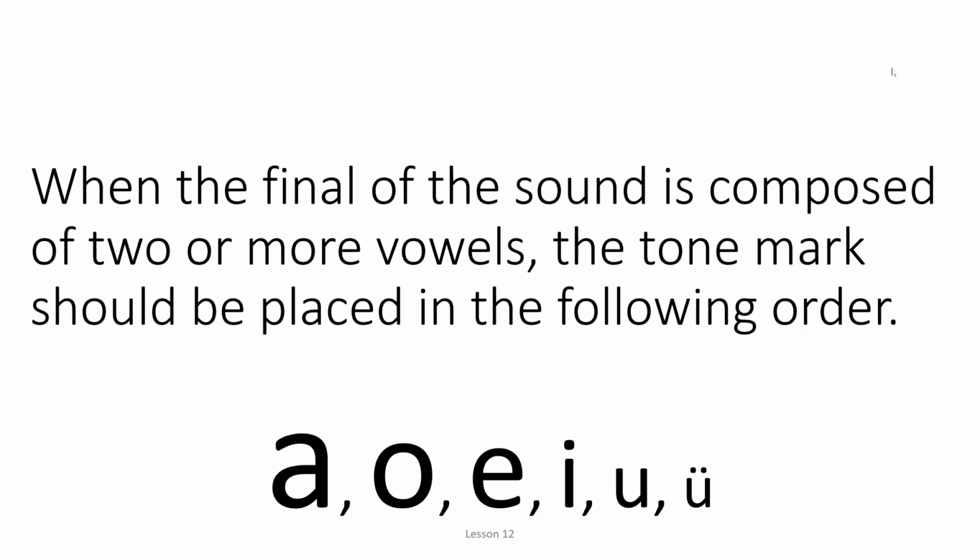When the final of the sound is composed of two or more vowels, the tone mark should be placed in the following order: a, o, e, i, u, ü. Which means if you have a in a sound, you should always put the tone mark on top of a. If there is no a but there is o, you should put the tone mark on o, so on and so forth.